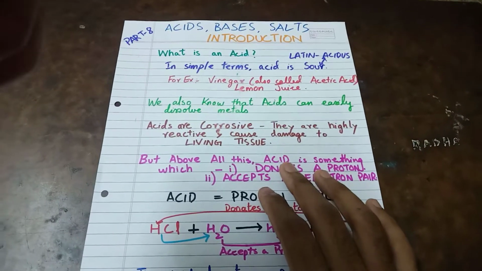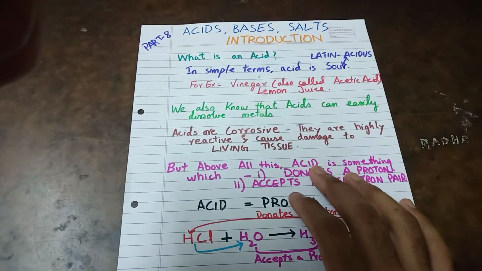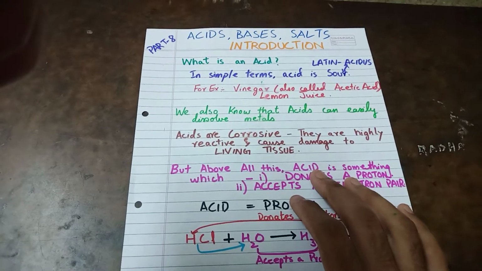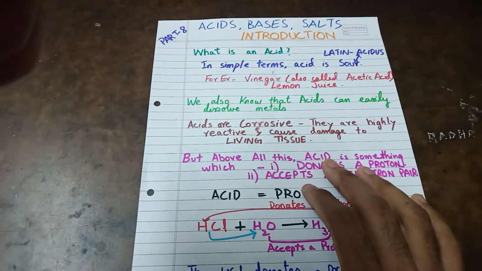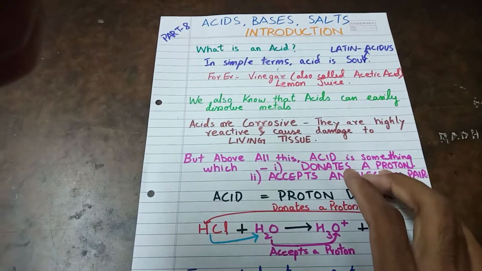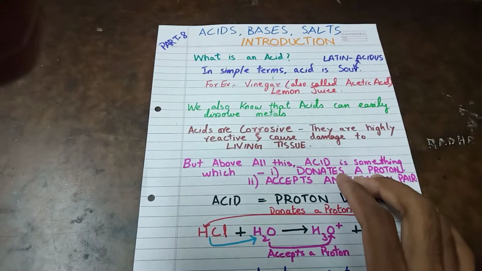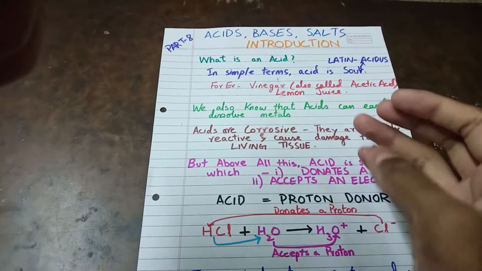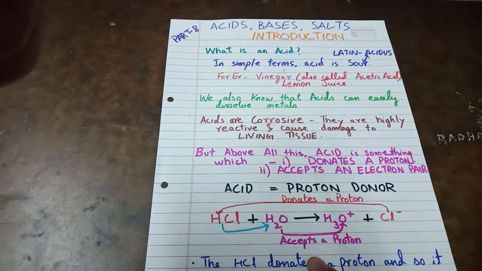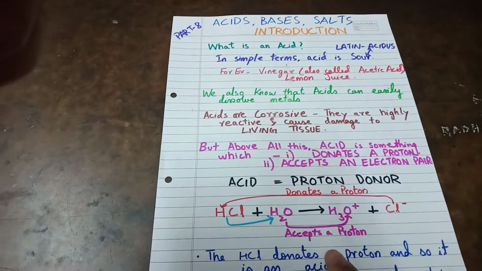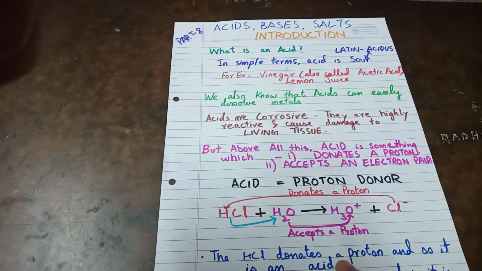And we also know that acids can easily dissolve metals. Why can they easily dissolve metals? Because they are very corrosive. The meaning of corrosive is they are highly reactive and cause damage to living tissue. That means if you pour acid on your skin, it damages your living tissue, the skin. But above all this, acid is something which donates a proton and also accepts an electron pair.